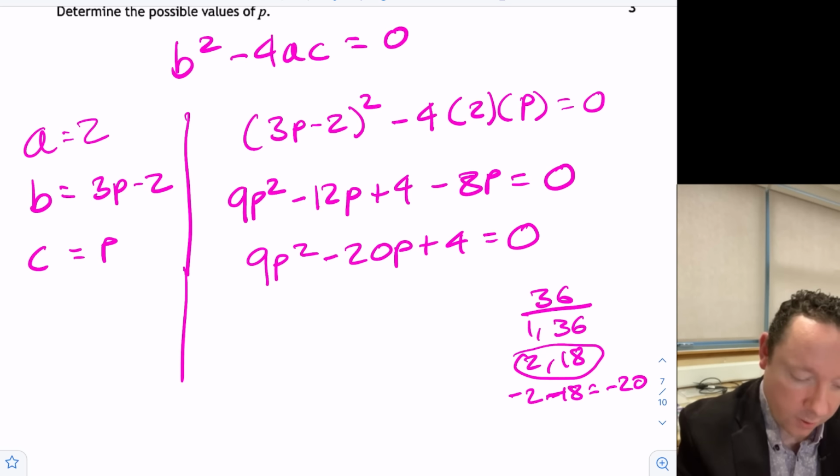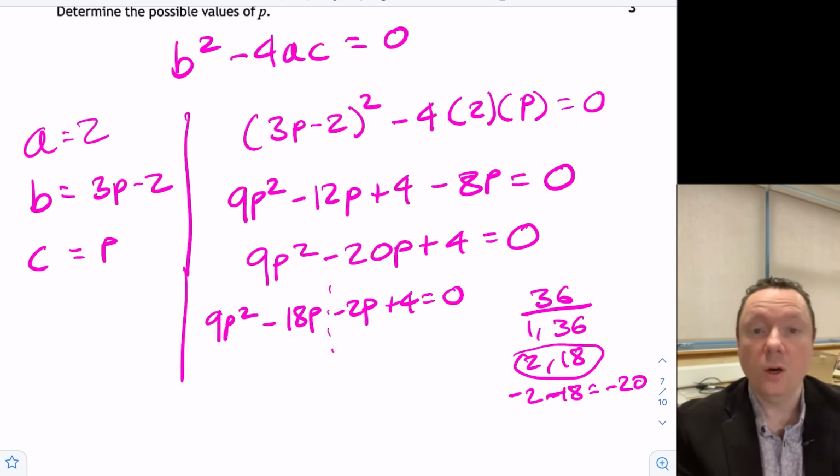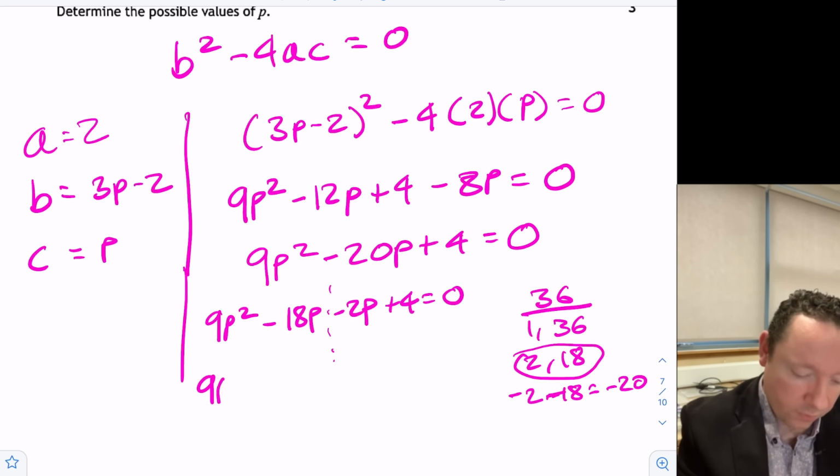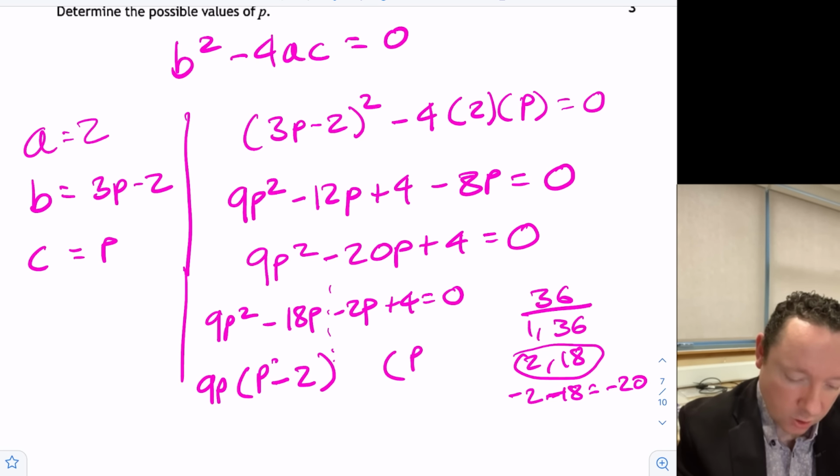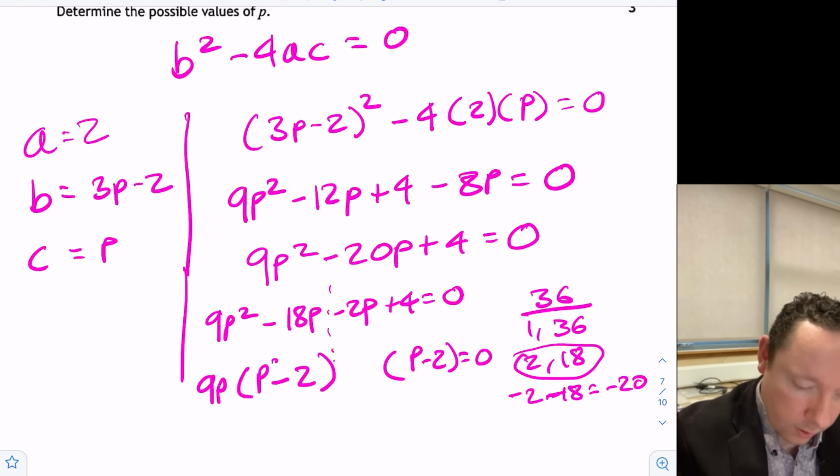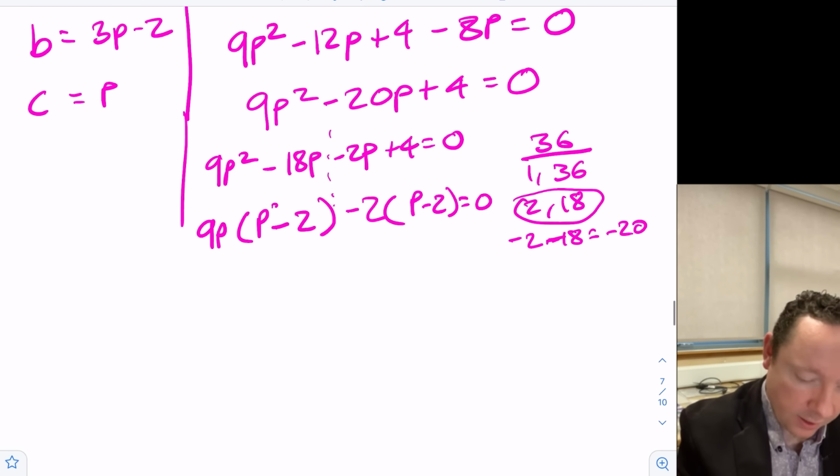So I can split this middle term up into 9p squared minus 18p minus 2p plus 4 equals 0. So then to factorise it, I'll just factorise like this dotted line. So taking 9p out as a common factor, I'll get p minus 2. And on the other side, I'm still needing p minus 2 because I want the same factor. So times by minus 2 to get minus 2p. And just check minus 2 times minus 2 is plus 4. So then my factorisation is complete.